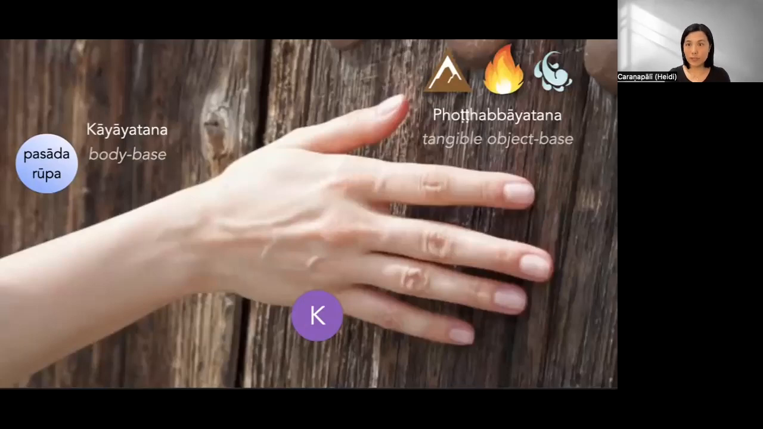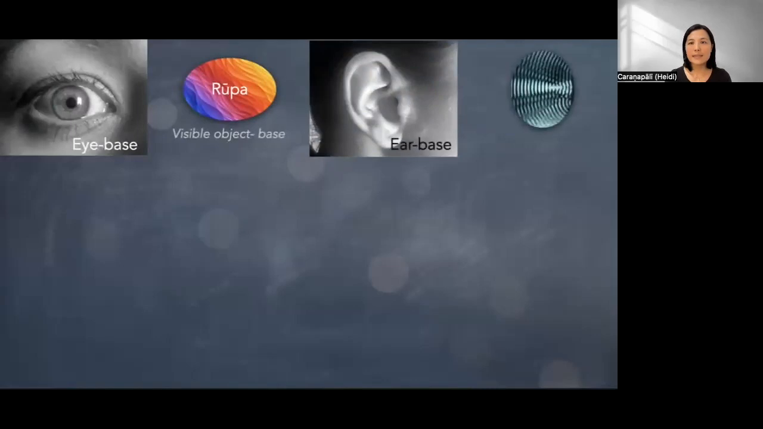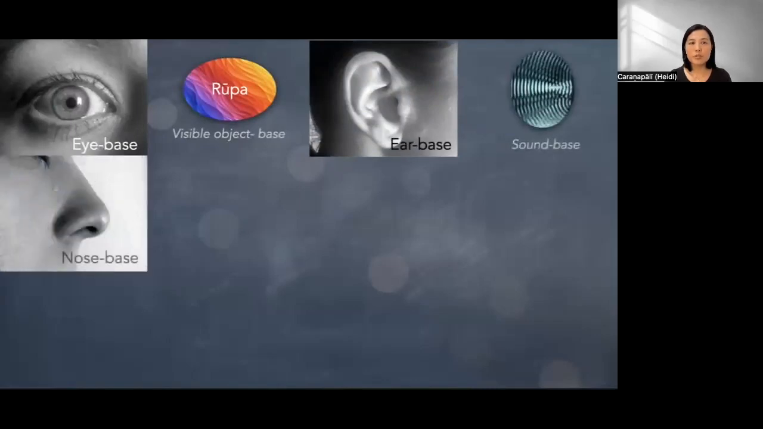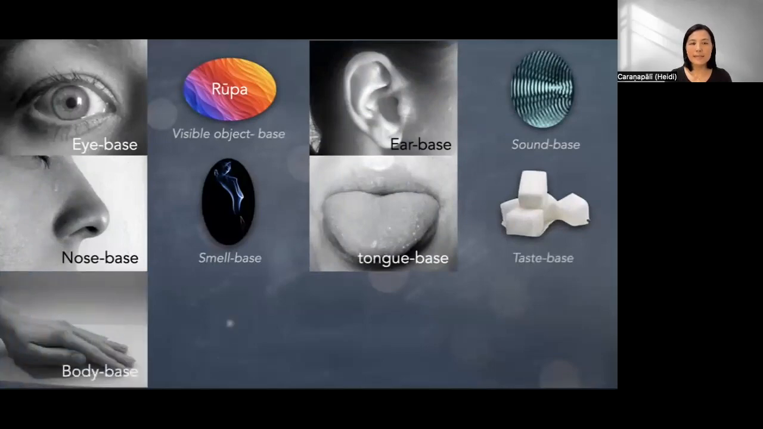In ultimate reality, the 3 Mahabhuta here, the 3 primary elements. Okay, so we have already gone through 10 of the 12 bases. So we have eye base with its object, rupa, visible object base, the first set. Then we have ear base and sound base. Then we have nose base, smell base, and then tongue base and taste base, as well as body base and tangible object base. Okay, so we have seen 5 internal bases and 5 external bases.